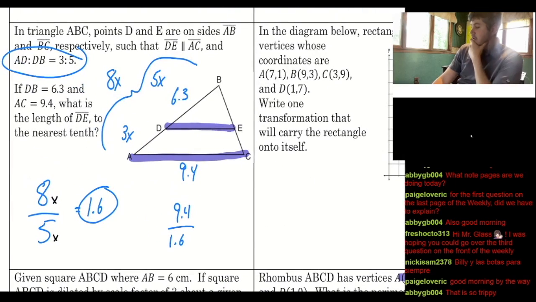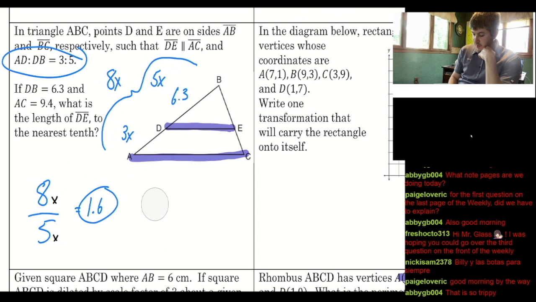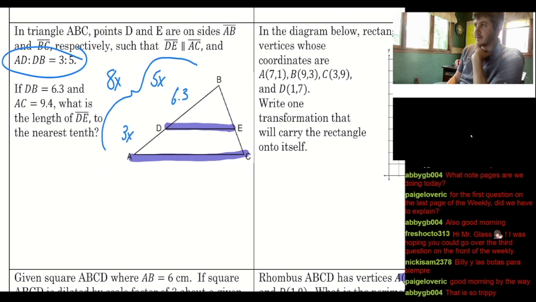And then the third question on the front of the weekly. I went over this one yesterday. So you can see what I have written down so far. I can just explain kind of what I have written down. Let me erase some of the stuff that might be confusing. The most important thing is that you use this idea of 8.